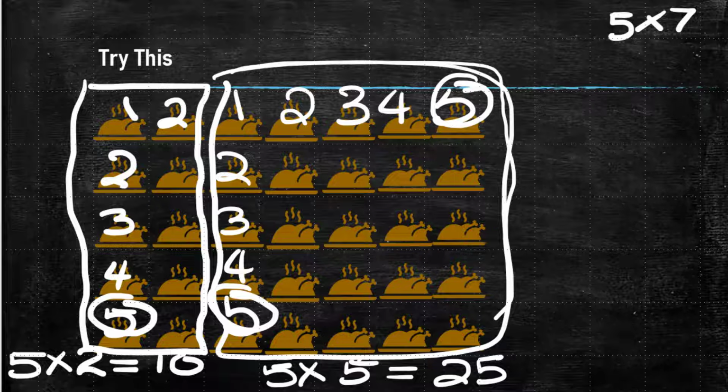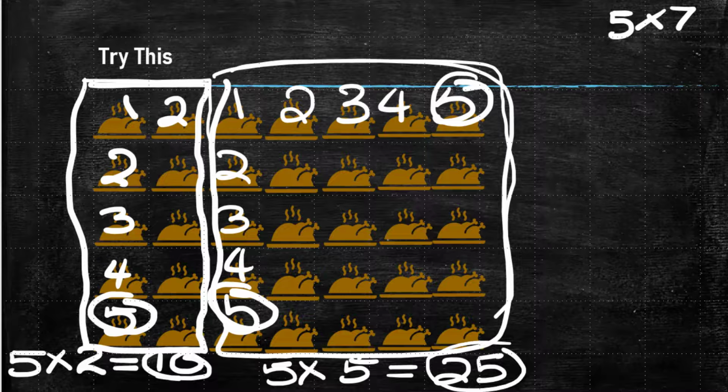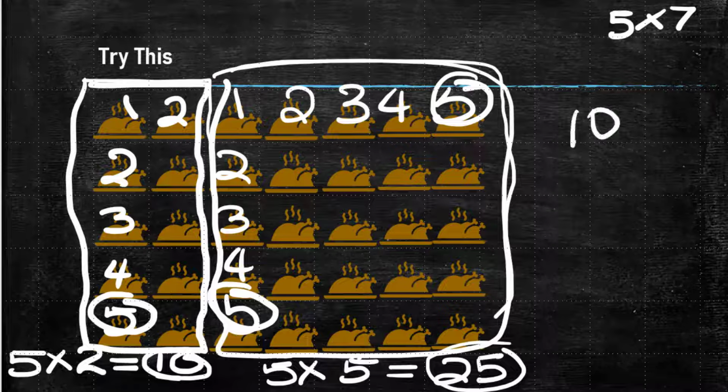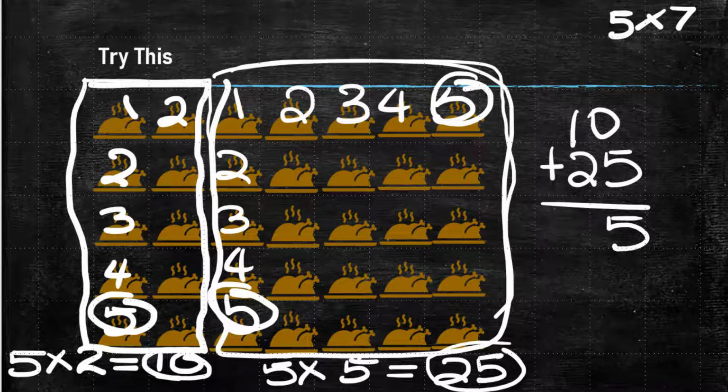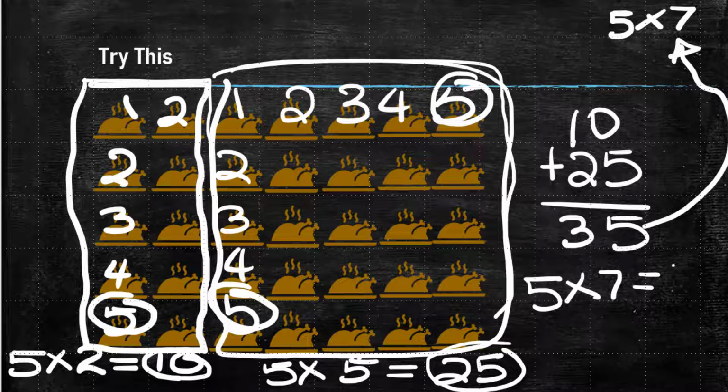So let's take those two answers that I just got. 10 from this multiplication equation. Remember, this is the left side of the array that I broke apart. And then 25 from the right side of the equation. That's 10 plus 25. 5 plus 0, that's 5. 2 plus 1, that's 3. So that's 35. So now I take that all the way back to my original factors that I started with. 5 times 7 equals 35.